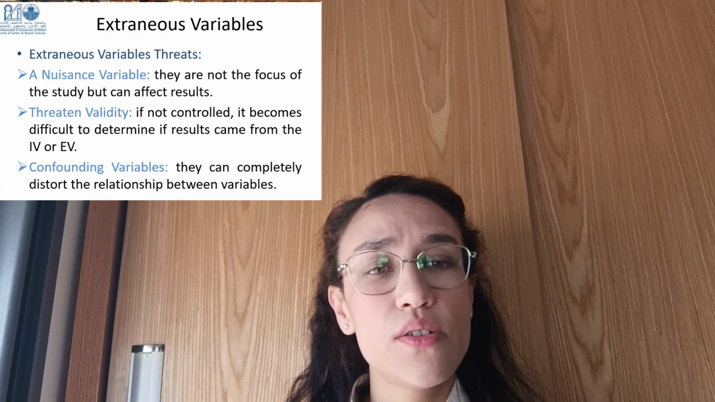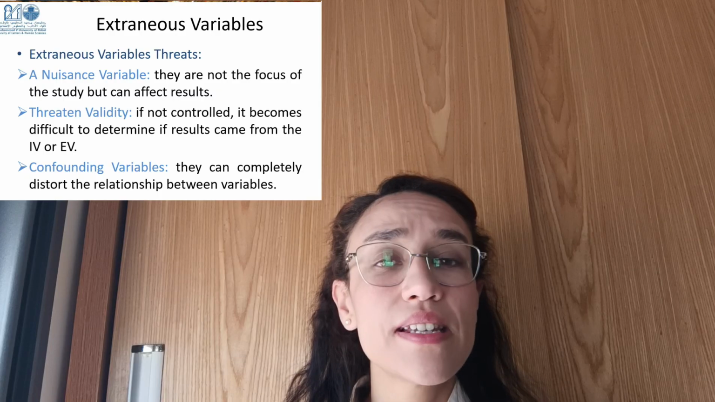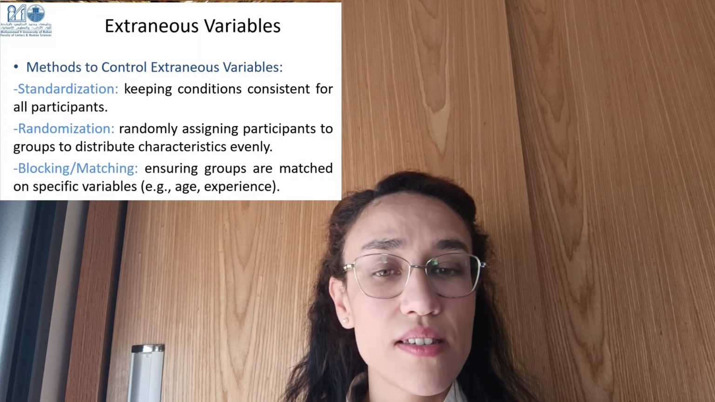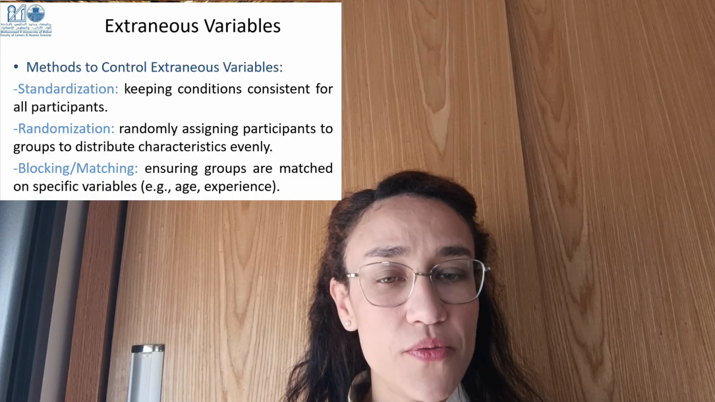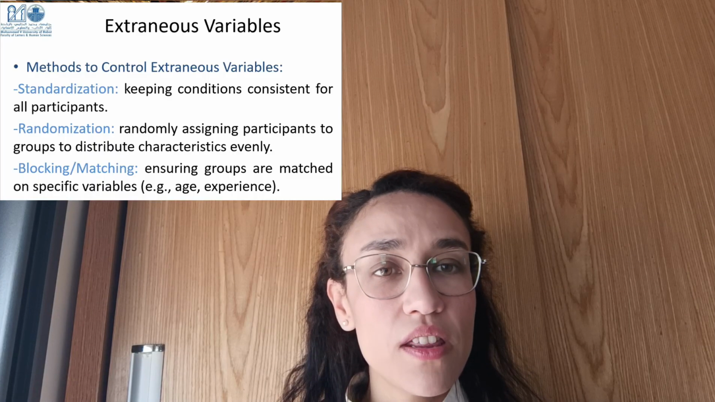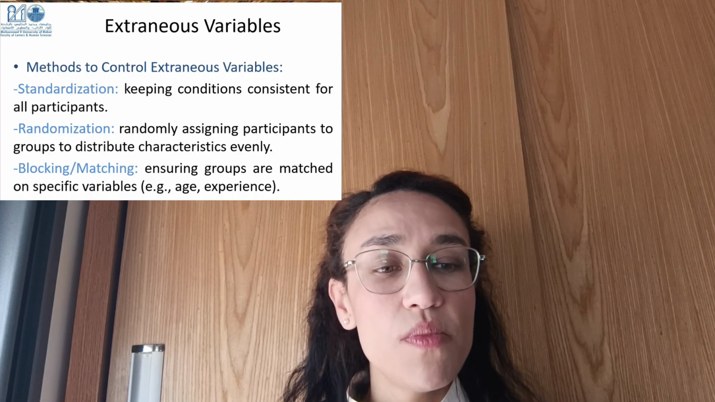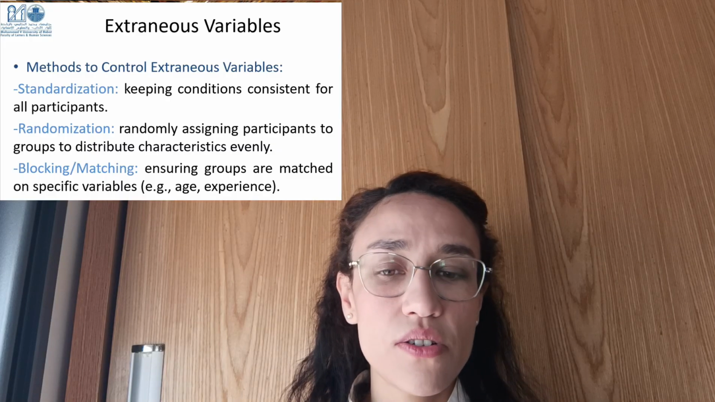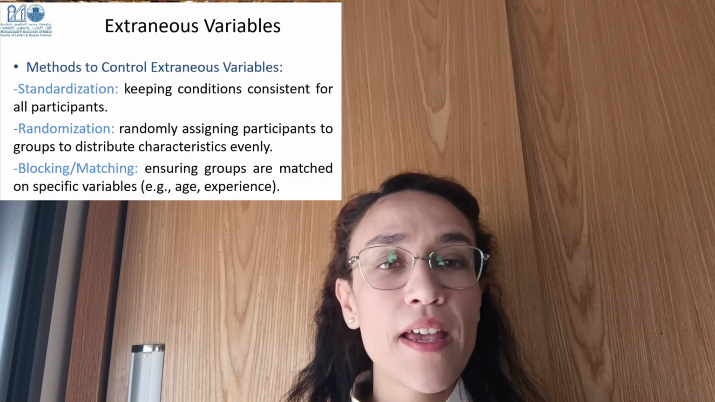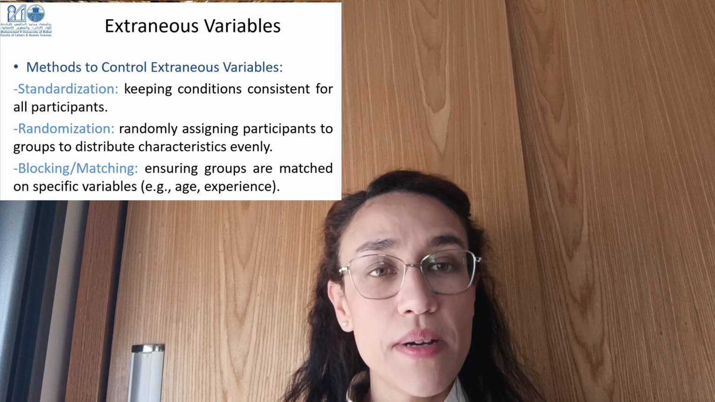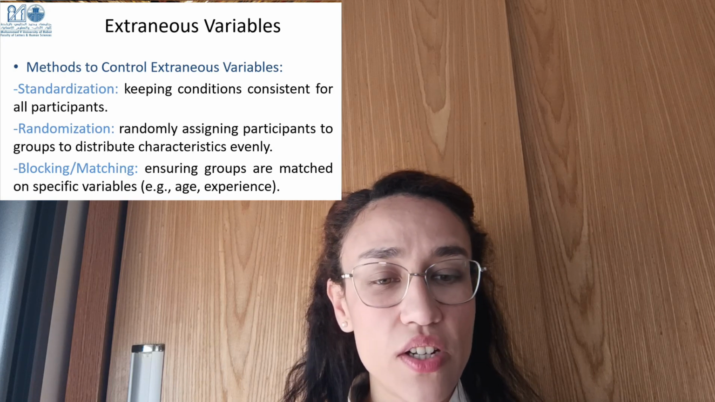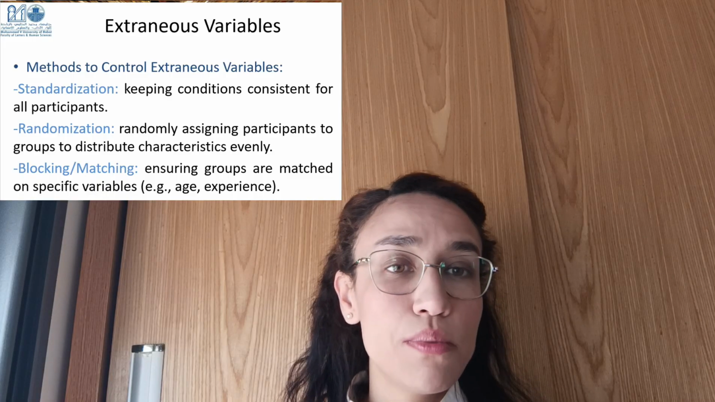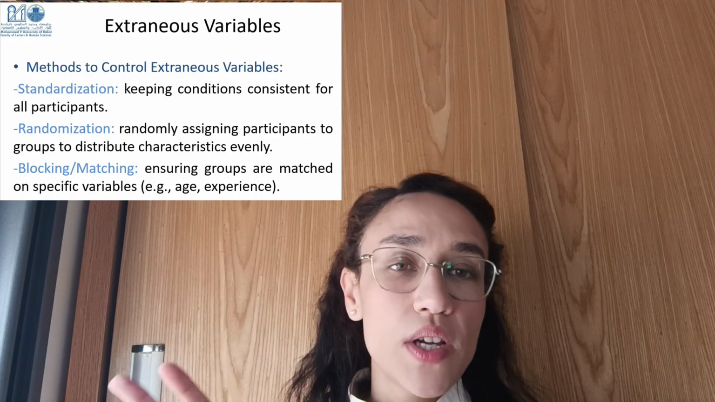There are methods to control extraneous variables, such as standardization, which is to keep conditions consistent for all participants. Another method is randomization, which means randomly assigning participants to groups to distribute characteristics evenly. And the third method I'm going to mention is blocking or matching, which is about ensuring groups are matched on specific variables such as age or experience.